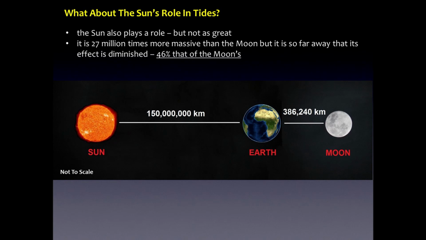So far, we've been focusing on what happens between the moon and the earth and the role that the moon plays, especially the gravitational attraction between the water on the earth and the moon in generating tides. But now we're going to throw the sun into the mix as well. So remember, the sun is 27 million times more massive than the moon. It does play a role, but it's only about 46% of that of the moon's. But still, we'll see that the sun can have a major influence sometimes on what is going on in terms of tides on the planet.